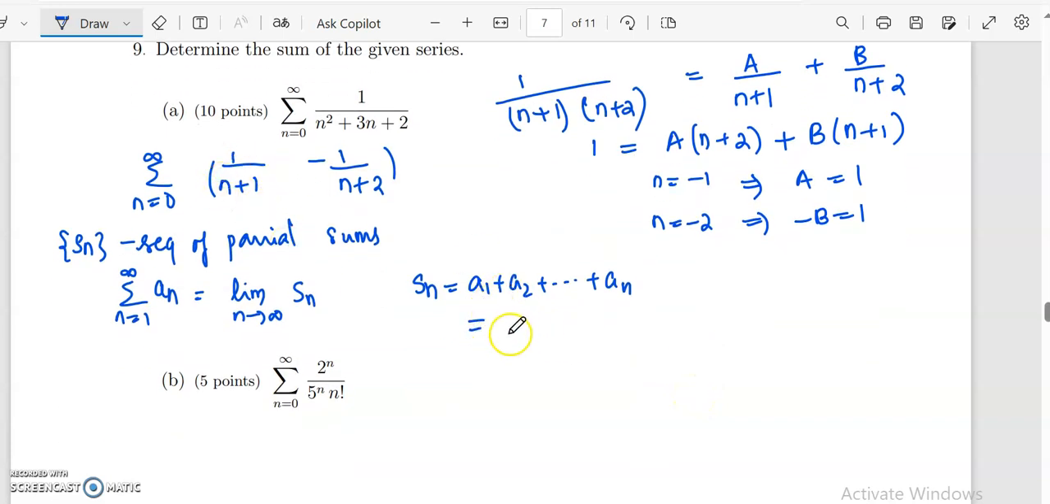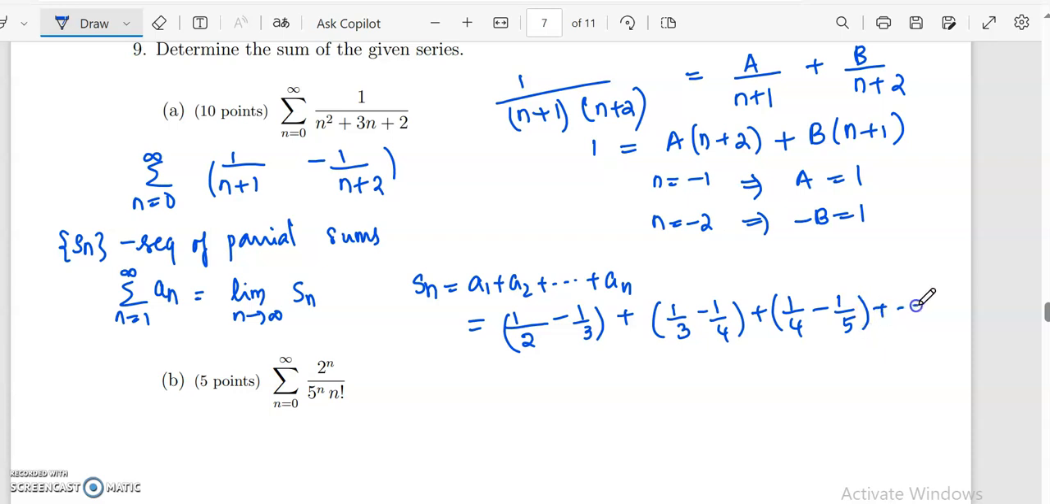Now here a1 will be, when n is equal to 1, 1 by 2 minus 1 by 3. And the next term a2 will be 1 by 3 minus 1 by 4, and a3 will be 1 by 4 minus 1 by 5. So on, the last term will be 1 by n plus 1 minus 1 by n plus 2. Now we can see that all the terms in the middle will cancel out, except 1 by 2 and minus 1 by n plus 2. So we'll get Sn as 1 by 2 minus 1 by n plus 2.